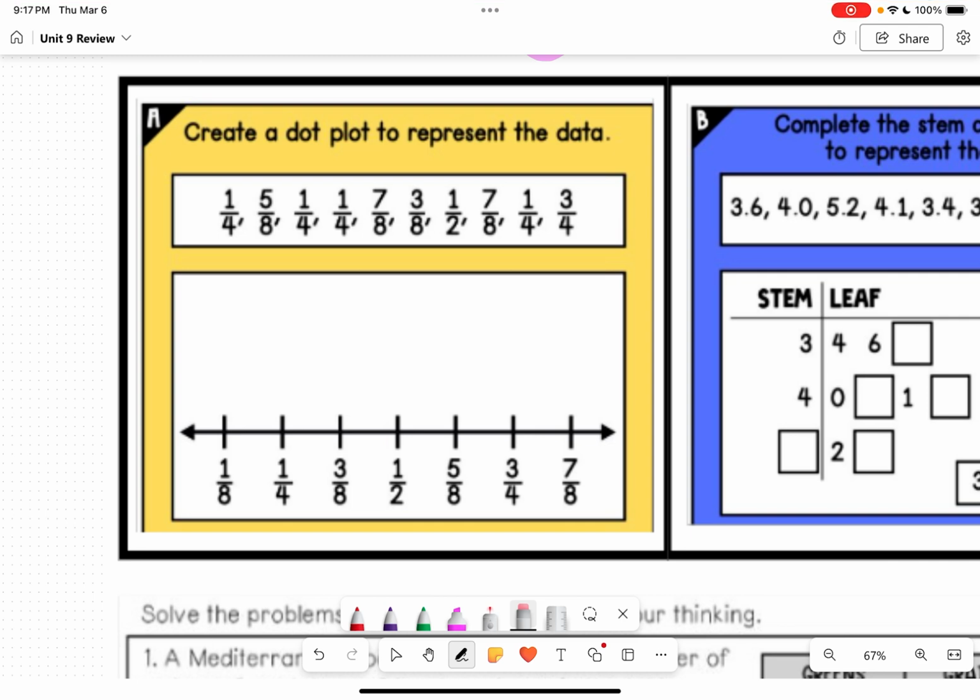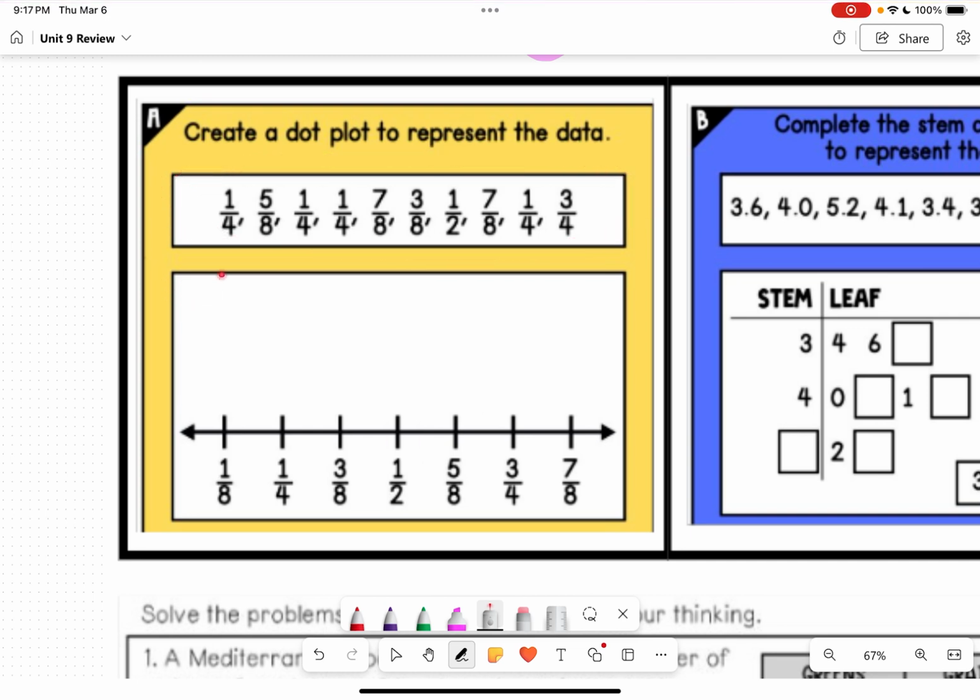I'm going to start with A. Please make sure you're writing everything I'm writing and listening as well. A says, create a dot plot to represent the data. What they do is give us this section right here of fractions, and we need to put all of these fractions onto the dot plot.